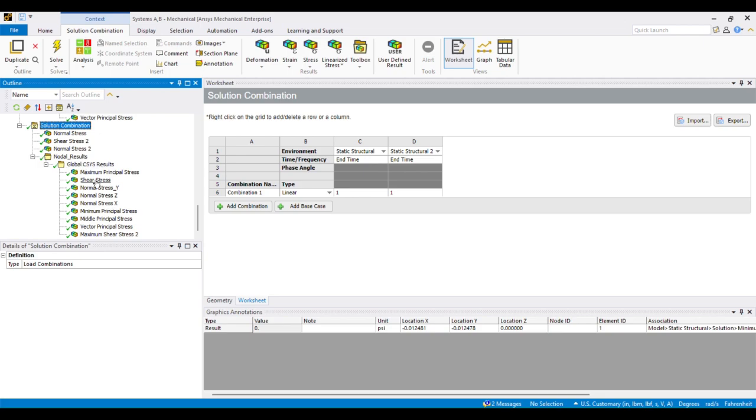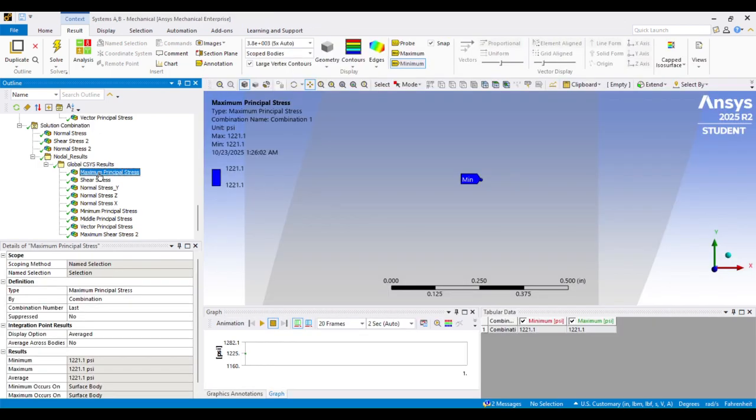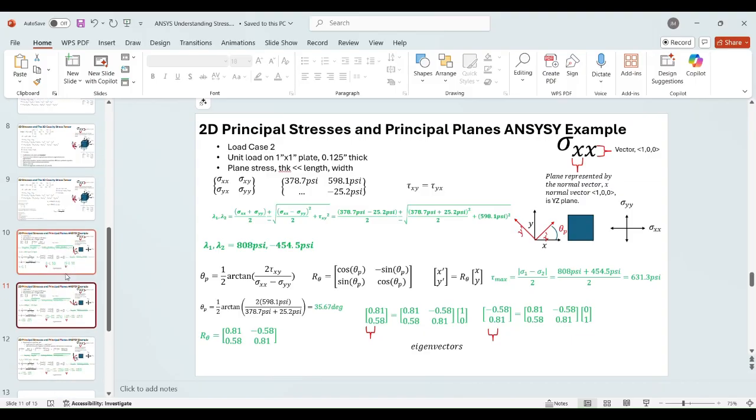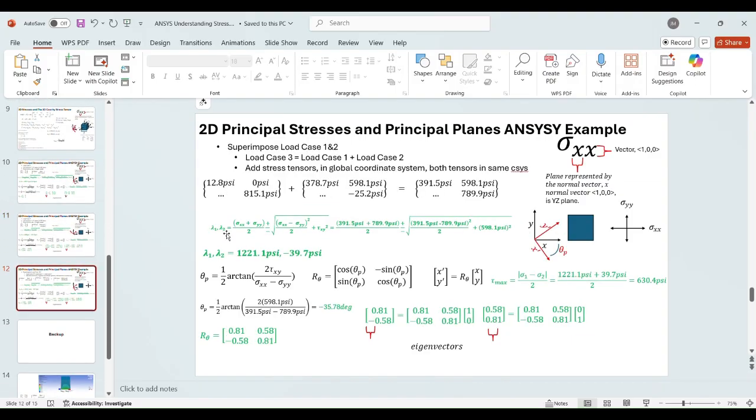I've shown the ANSYS results of that superposition, and then I've also calculated it by hand. So I'll go to the hand calc first. I've added load case 1 plus load case 2, and this is the resultant stress tensor. And again, I've gone through and calculated the principal stresses. So the max principal is 1221.1 and minus 39.7.